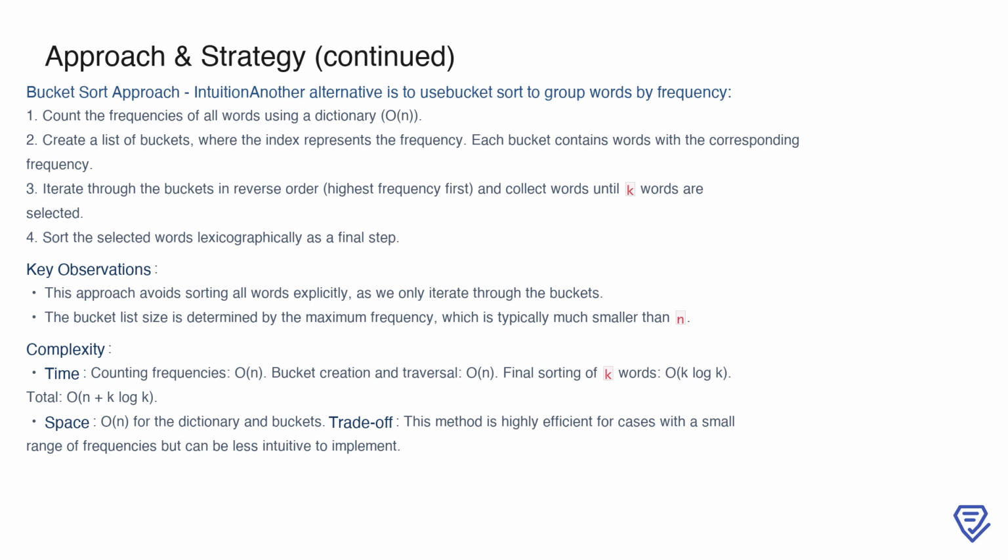One key observation here is that this approach avoids explicitly sorting all words, as we only traverse the buckets. Importantly, the size of the bucket list is determined by the maximum frequency, which is often much smaller than the total number of words. This makes the method highly efficient, with a time complexity of O(n + k log k), where the final sorting step depends on k. The space complexity is O(n), due to the dictionary and the buckets. While this approach is efficient and well-suited for cases where the frequency range is small, it can be less intuitive to implement compared to the heap-based approach.